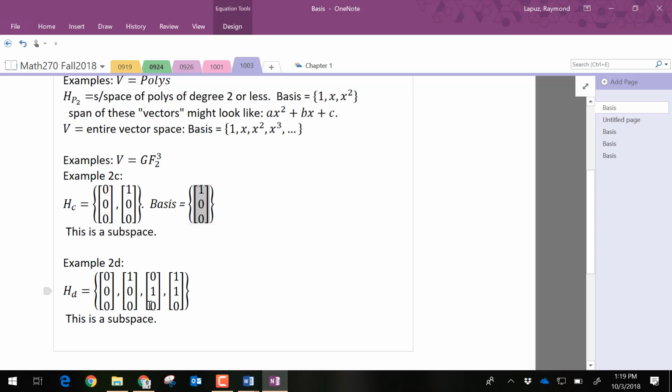Here's my other subspace. This looks like it's a proper subspace. A proper subspace, by the way, is a subspace that's not everything, because everything can be a subspace, right? So if I don't include everything, then it's called a proper subspace. So here we have another subspace. What's my basis for this? Only two?